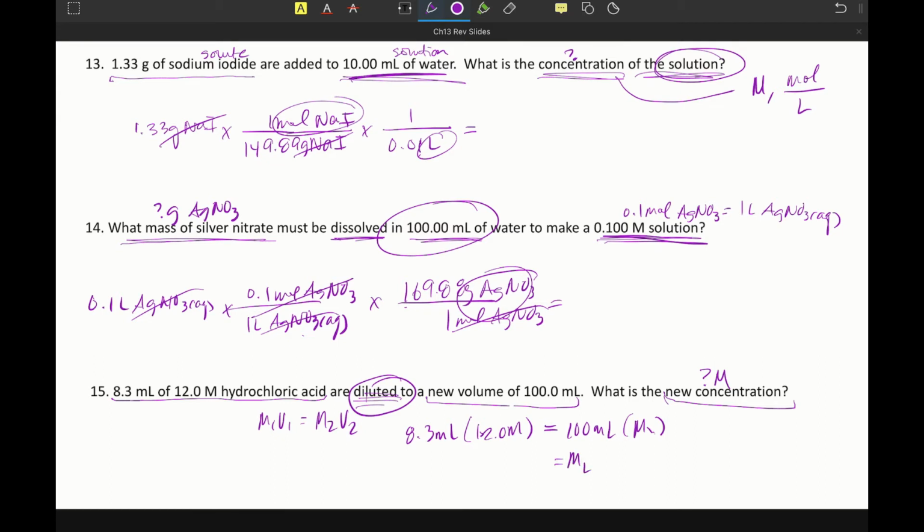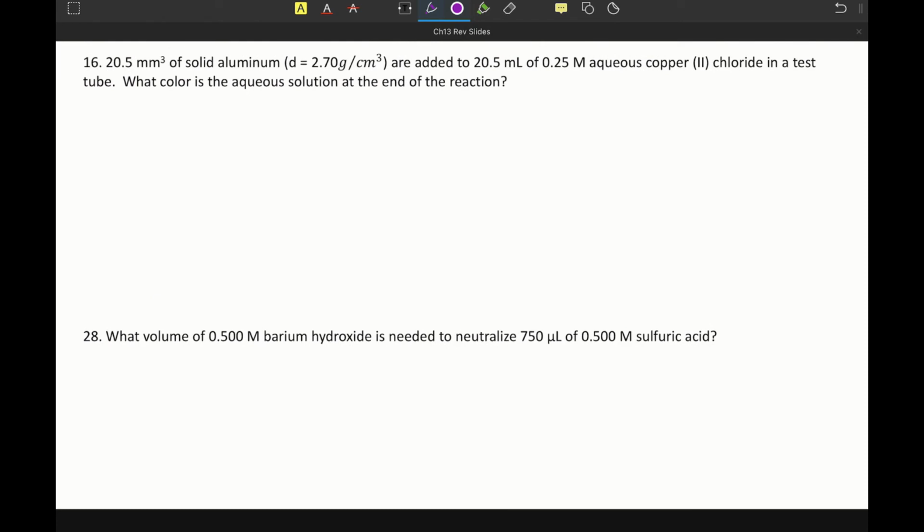And so then we would solve for that. What I would strongly recommend is that you don't try to move the variable to the left side of that equal sign. I know a lot of times people want to, but don't move it. If you move it, sometimes you do weird things that you shouldn't do. So just leave everything where it is. 8.3 times 12 divided by 100 gives you M2. Good? All right, next up.